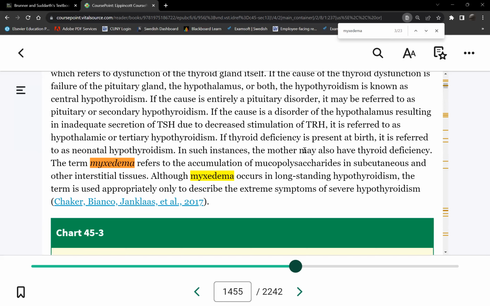Okay, let's start with the definition. So myxedema is a severe form of hypothyroidism. What do you think can lead to myxedema? Okay, non-compliance with medication. Patients who stop taking the hormones, intentionally or not. This is what's going to happen. What could be other causes?